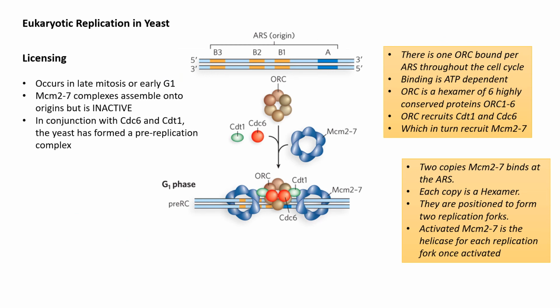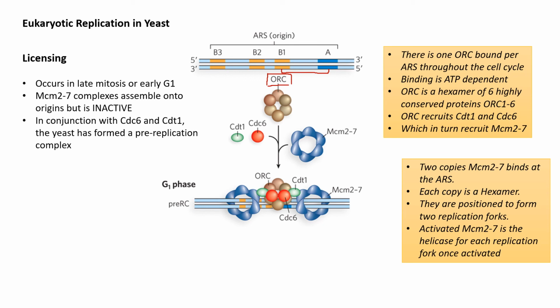Okay, so now let's talk about how a pre-replication complex assembles on top of an ARS. So the first player involved in assembling the pre-replication complex is this protein here, ORC, origin replication complex. It's a hexamer. The proteins within the hexamer have the unexciting names of ORC 1, 2, 3, 4, 5, and 6. The binding of ORC onto the ARS is an ATP-dependent process. And ORC binds, as we said on the previous slide, in a region defined by A and B1.